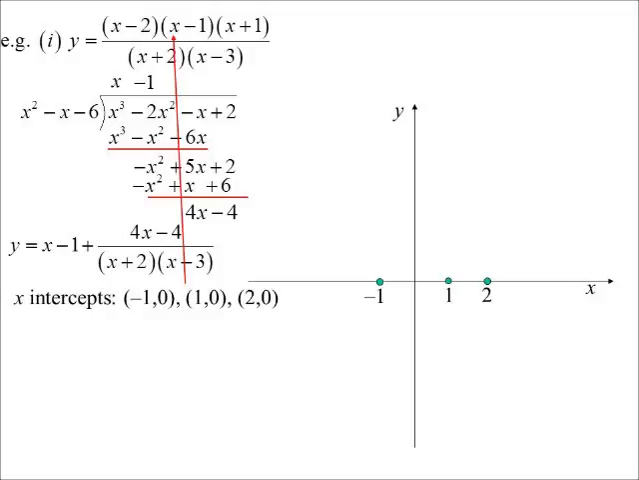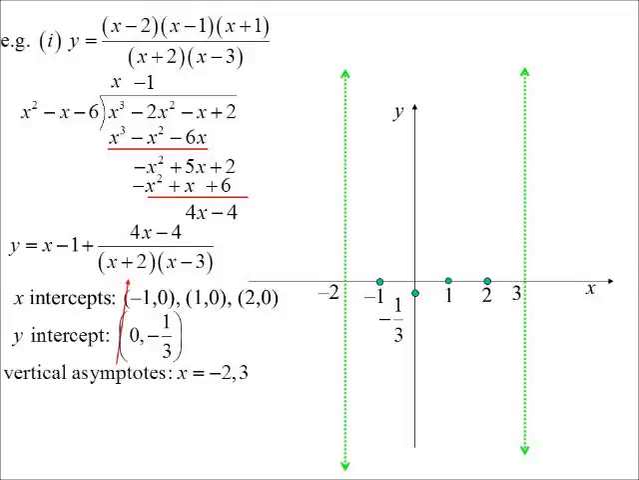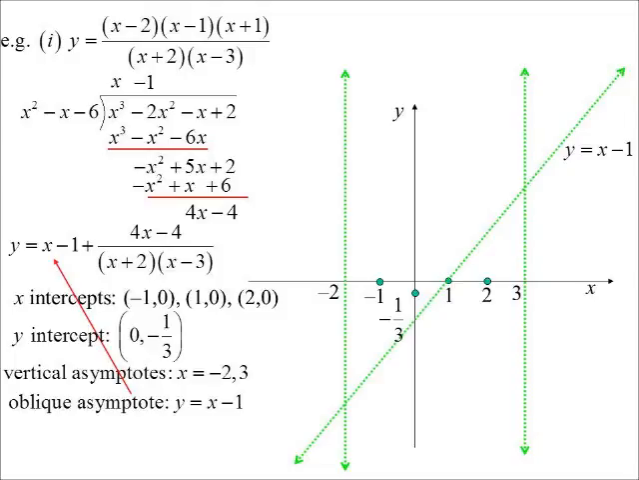Okay, x-intercepts. Go back to the original. I can see I've got 2, 1, and negative 1. Plot those. Y-intercepts, substitute in 0, and we get negative 1/3. I'll plot that in. That doesn't give me much room to play with, but okay. Vertical asymptotes: the bottom of the fraction can't equal 0. So negative 2, positive 3. And we have our oblique asymptote of y equals x minus 1.